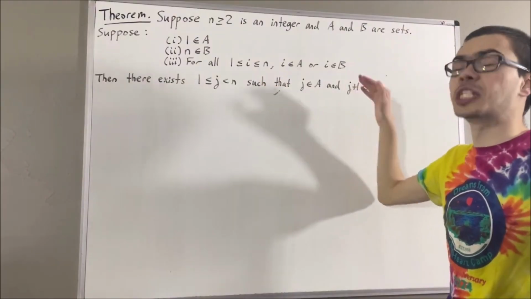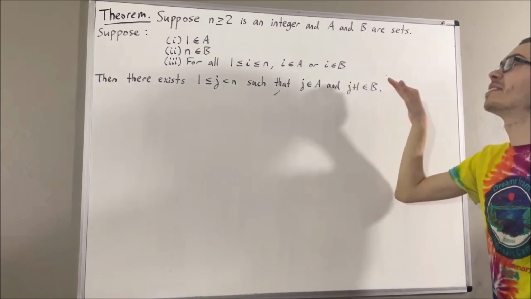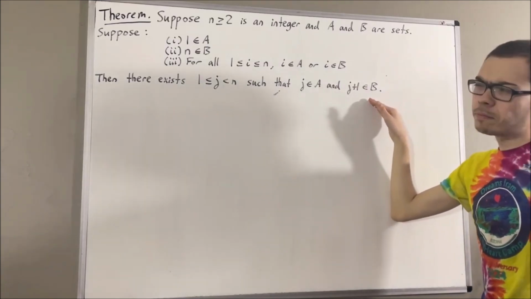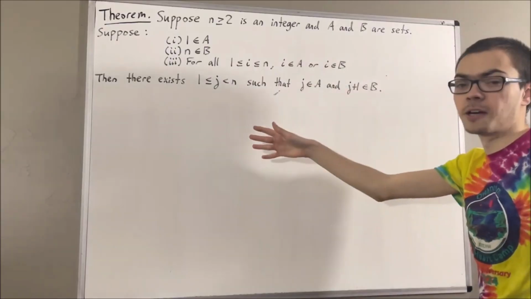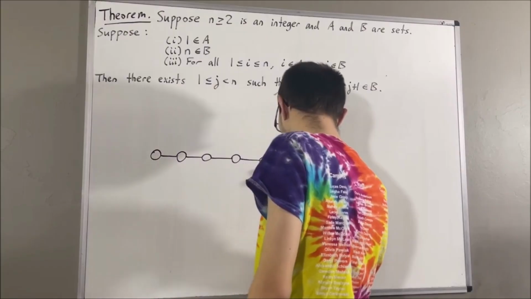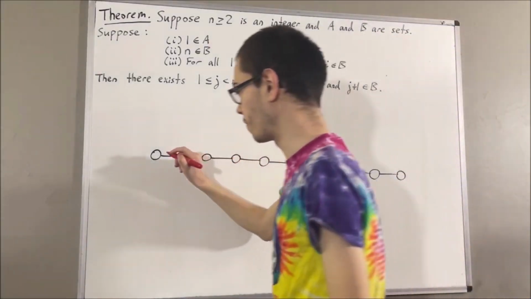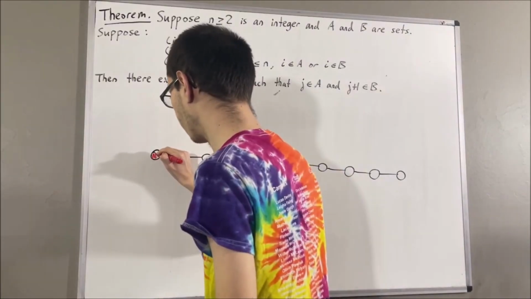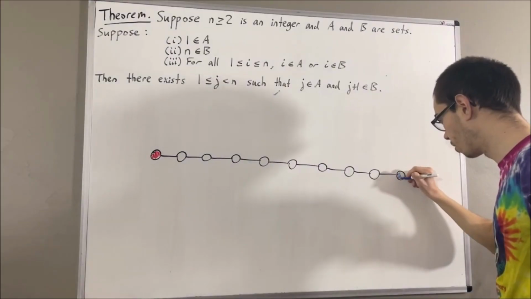I'll call them j and j plus 1, such that j is an element of A, and j plus 1 is an element of B. Now, to visualize what's going on here, let's consider a path of at least 2 points. Let's say that one of the endpoints of the path is red, and the other endpoint of the path is blue.